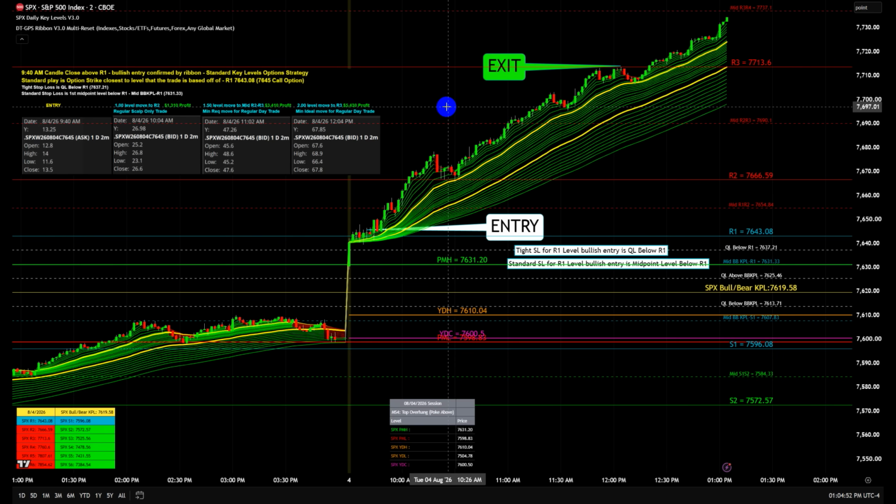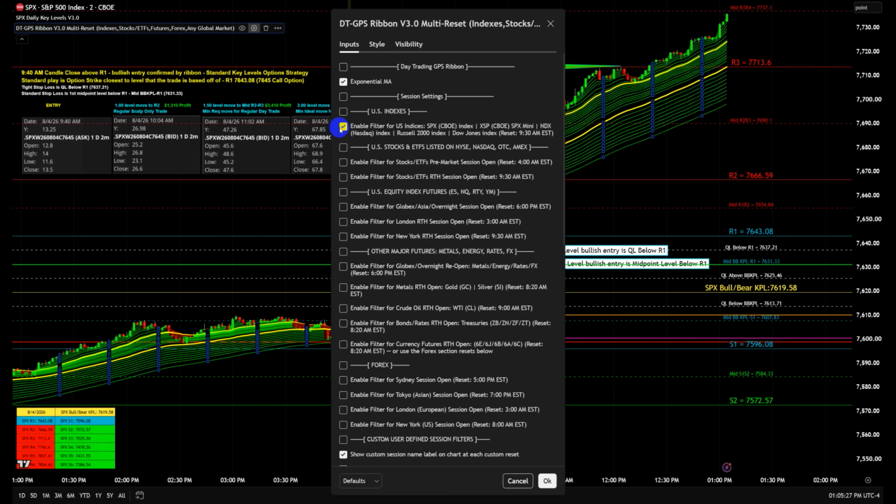Our day trading GPS ribbon indicator also features a reset for different markets as well as the SPX index. So on the SPX index, it features an optional reset for the 9:30 a.m. open. What this reset does is it gets rid of the pollution from the previous close, in which you have typically with a standard moving average ribbon, you'll see as we go ahead and turn off the reset here.